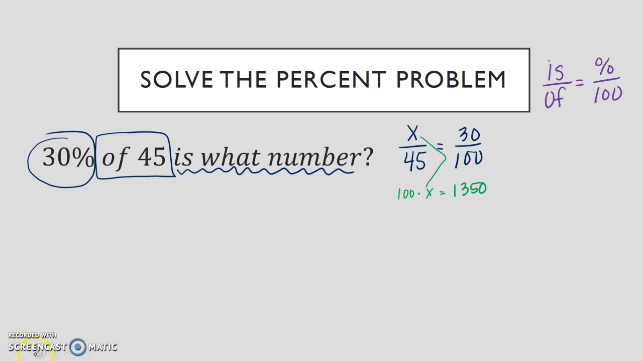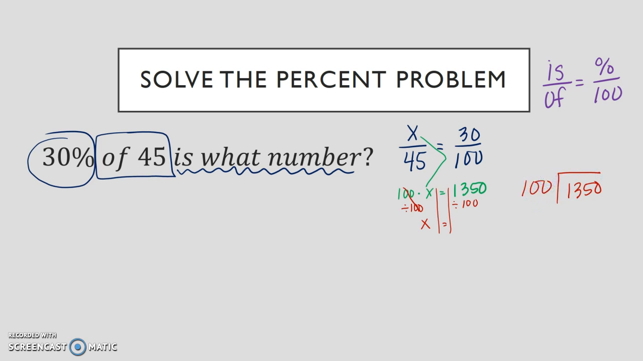So then at this point, it's turned into a one-step equation, something we did a while back. So we need to get our x by itself. So it is a multiplication problem. We need to divide by 100 to get x alone. So again, we're going to divide by 100 here. We get x by itself. We have to do 1,350, divide that by 100.